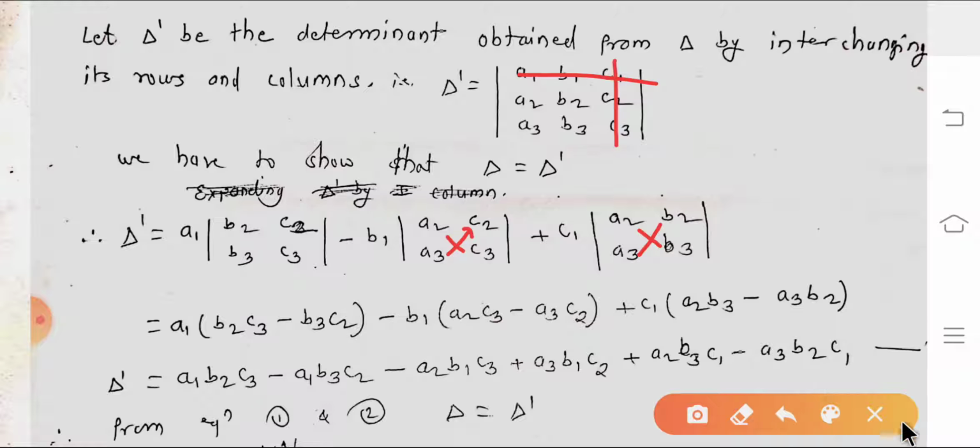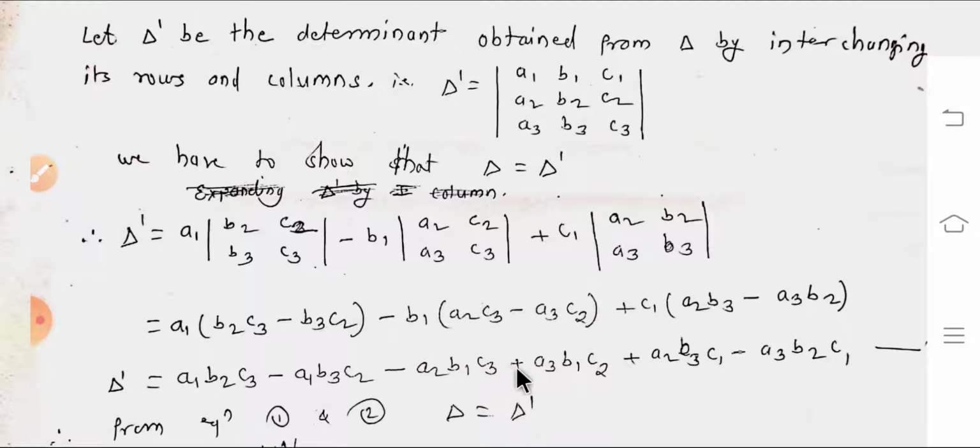So delta dash equals a1 b2 c3 minus a1 b3 c2 minus a2 b1 c3 plus a3 b1 c2 plus a2 b3 c1 minus a3 b2 c1. Consider this equation 2. So from equation 1 and 2 we have delta equal to delta dash.